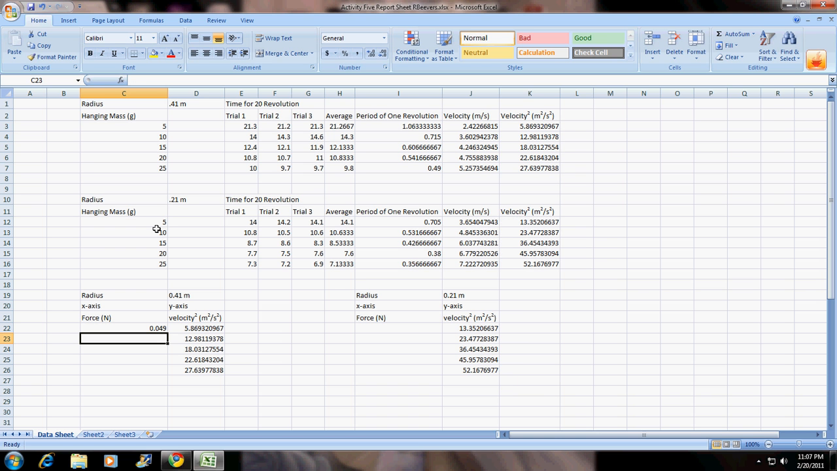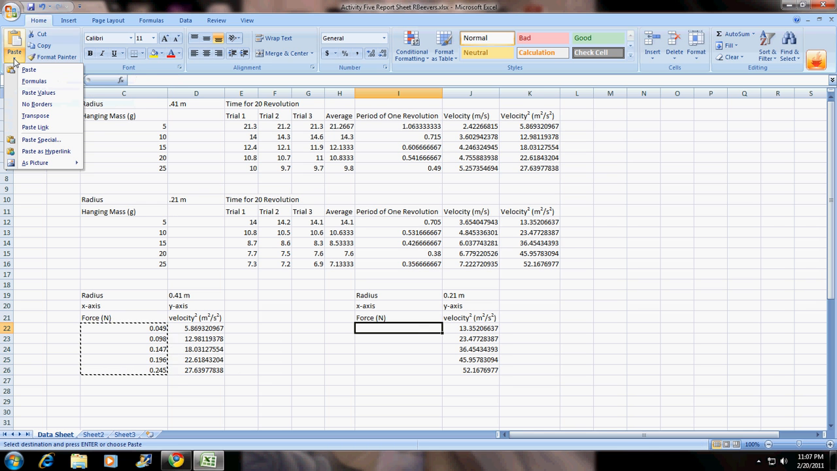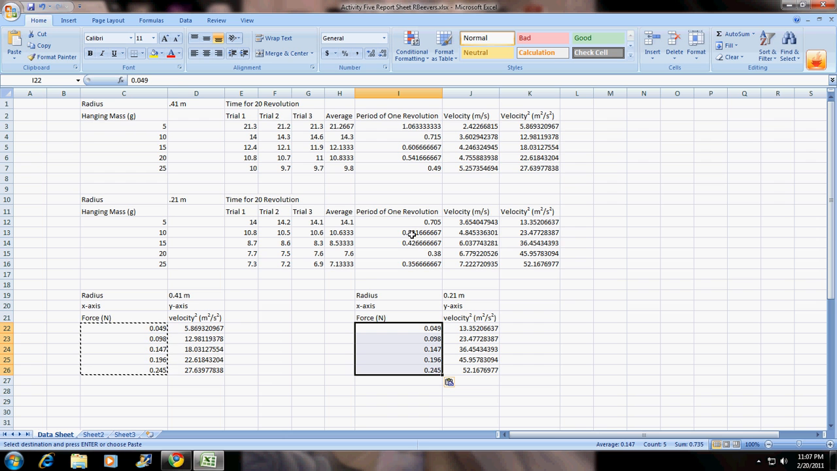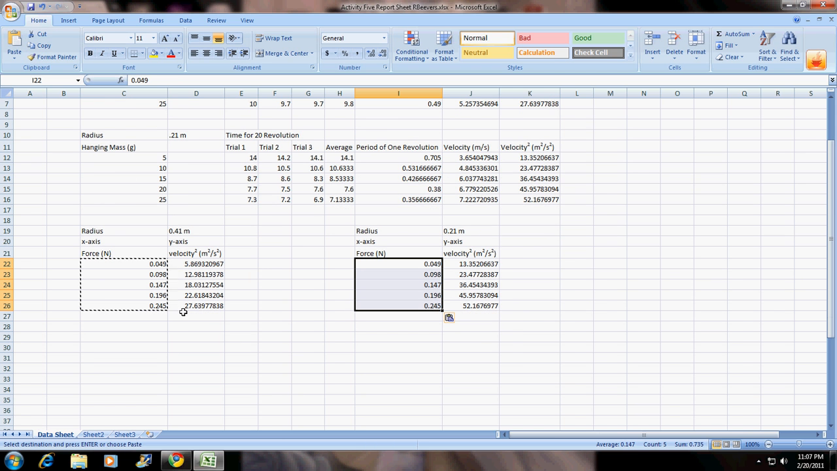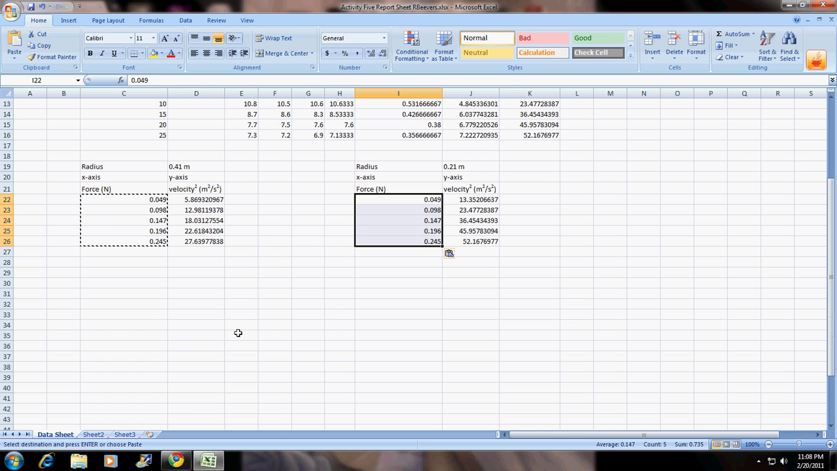And I selected the mass from the 0.21 meter radius. It doesn't matter because the masses should be the same. And so I am going to copy this all the way down. Okay. Then I am going to copy. I'm going to go here and I'm going to paste as values because they should be identical. And so now I have my X and Y axis data. And so I'm ready to graph.